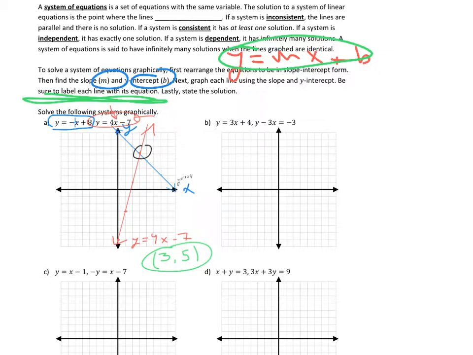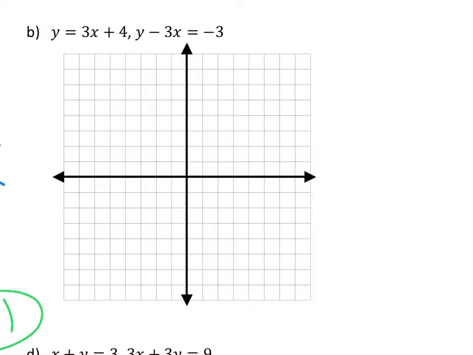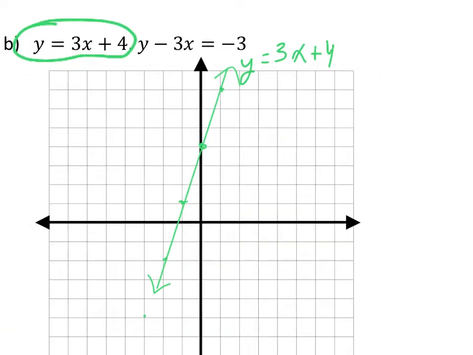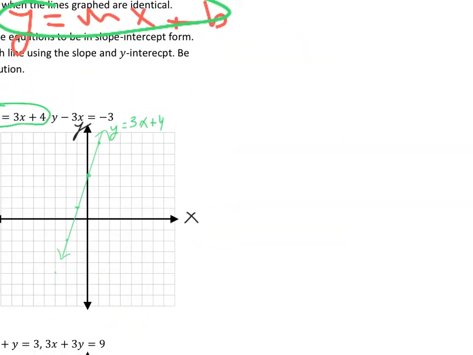Okay, letter B, y equals 3x plus 4. Again, that one's done easy, so maybe take a moment, pause the video, do this one by yourself. Begin with the y-intercept, move with the slope. When you're finished the first equation, you should have a positive slope that intersects the y-axis at 4. I'm going to go ahead and label my x and y-axis so I don't lose a point for that. Okay, the second equation is y minus 3x equals negative 3. Well, I'm going to start by moving that over to the side so I can show my work.